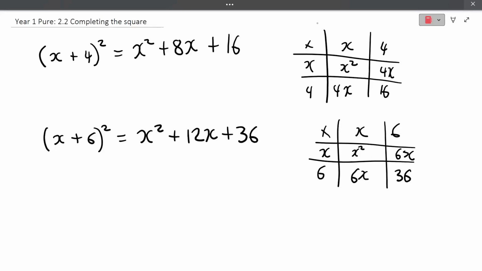Now, what you might notice with this is whatever the number is at the end, like here we've got 4 at the very top, then if you double the 4, you get 8. And here, if you've got 6, you double the 6, you get 12.